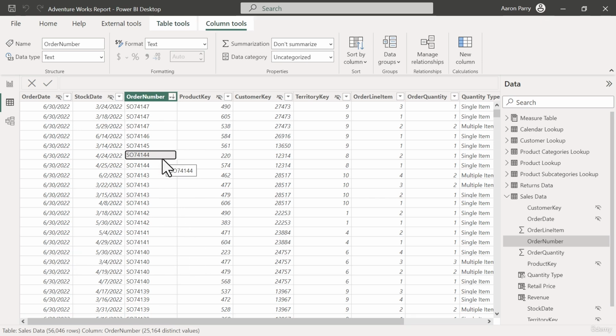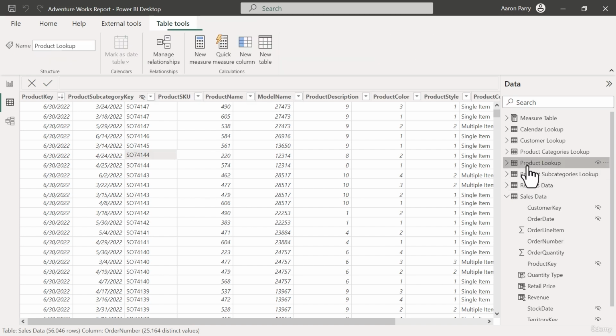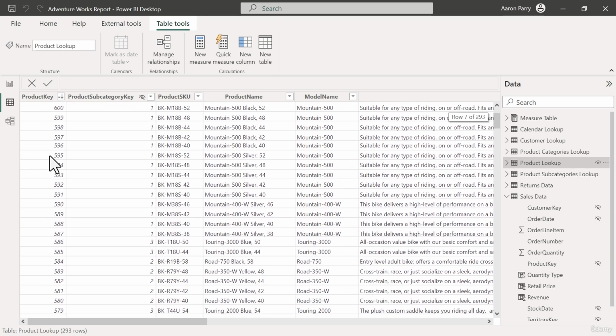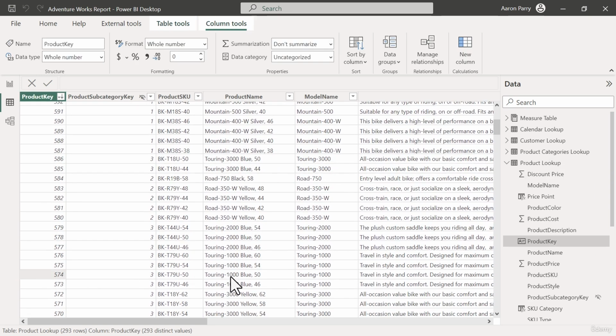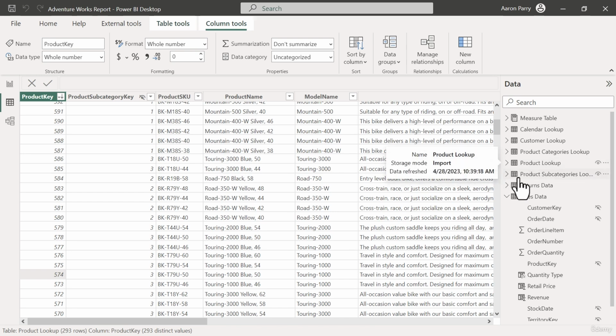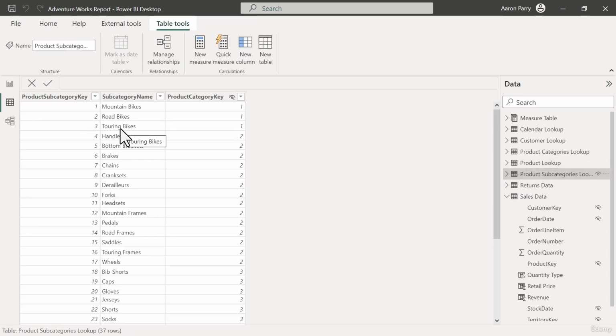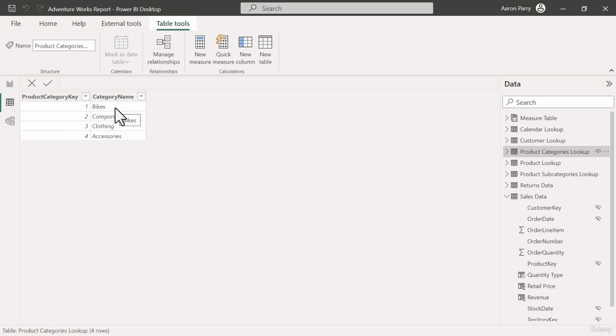To follow this chain of relationships, we can think about what these product numbers actually represent. We've got our order number, 74144, with 2 line items, product 220 and product 574. Let's start with product 574. We go over to our product lookup table and look for 574. We can see that this is a touring bike in blue, and our product subcategory key for this product key is 3. Same logic: let's go over to our subcategory lookup table. Product subcategory 3 is touring bikes, and our product category key equals 1. If we jump over to our product category lookup, product category key 1 equals bikes. So product 574 is categorized as bikes.